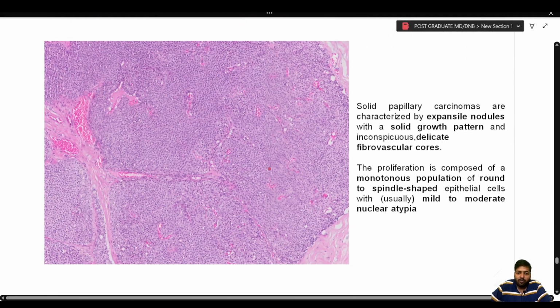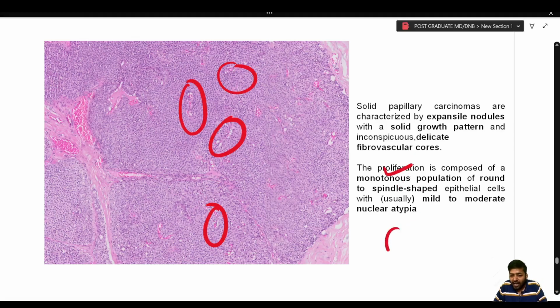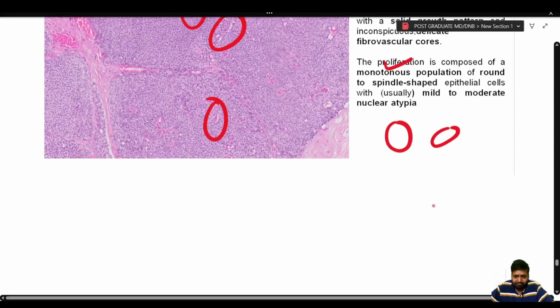This is the high power view where we can see, can you see this fibrovascular core? So in the high power view, if you go higher, you will see that the population of cells is quite monotonous. You are either having round or spindle shaped cells like this. They have very bland nuclear morphology. Okay, so this is very important to understand.